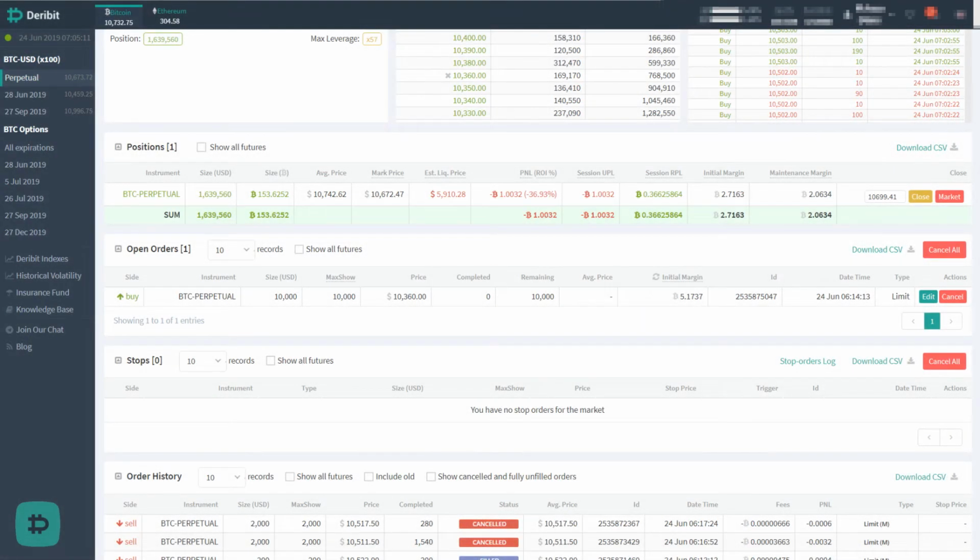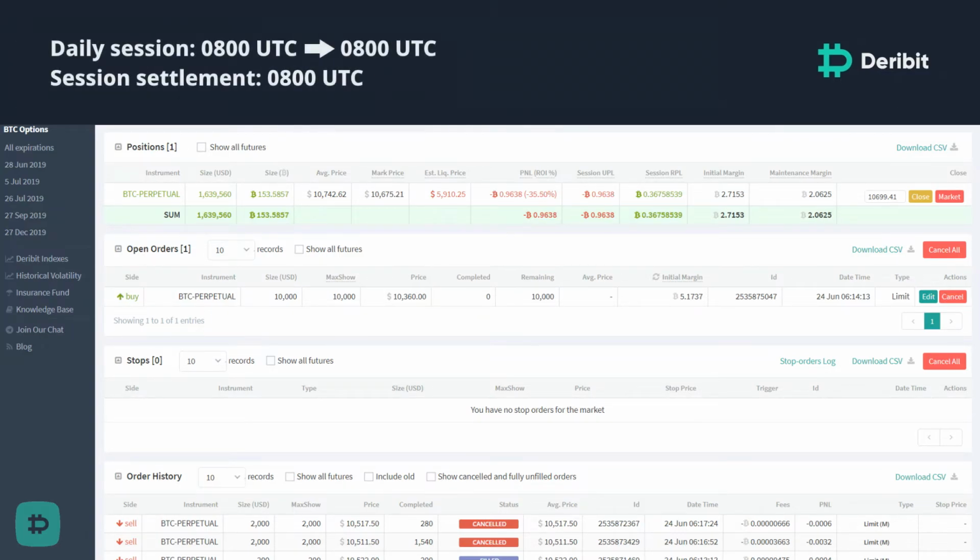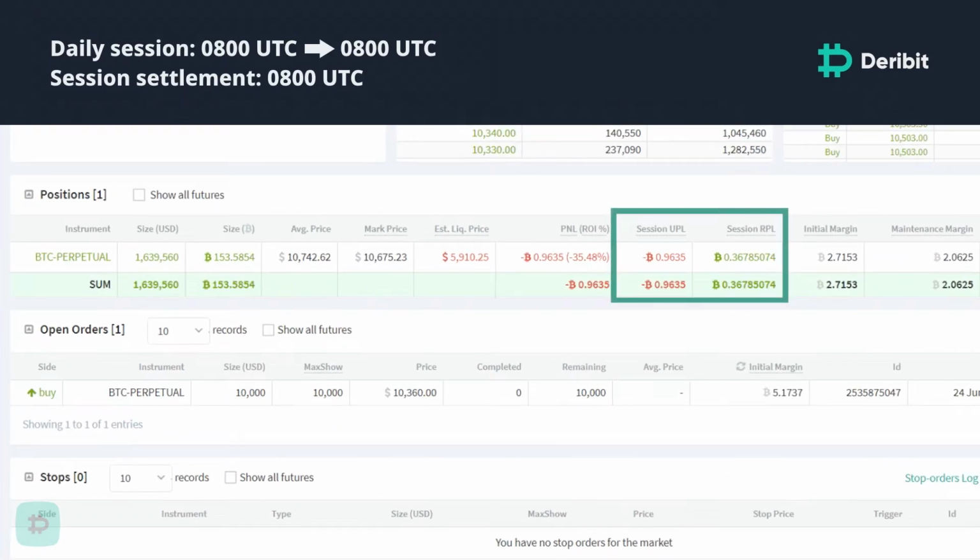So you might ask, if there's never been a socialized loss on Deribit, what does this mean in practice for my account? There is one major difference you will notice in Deribit's UI that may not be present in other exchanges you have used, and this is the daily sessions. The first thing you may notice is session profits. This comes in the form of session UPL and session RPL, unrealized and realized profit and loss.